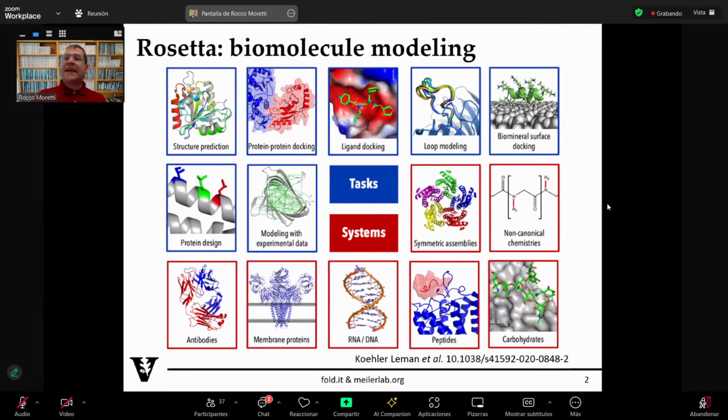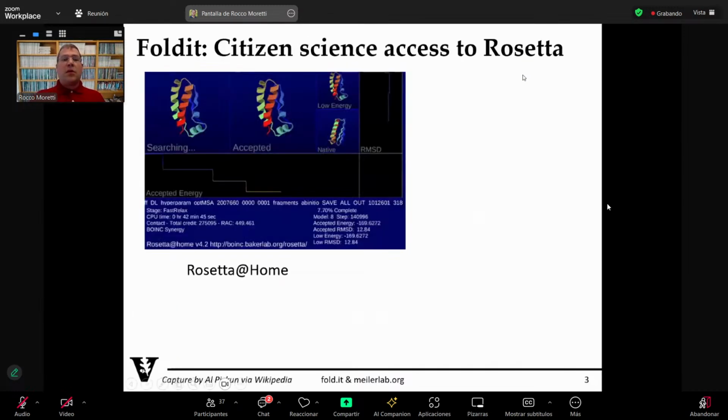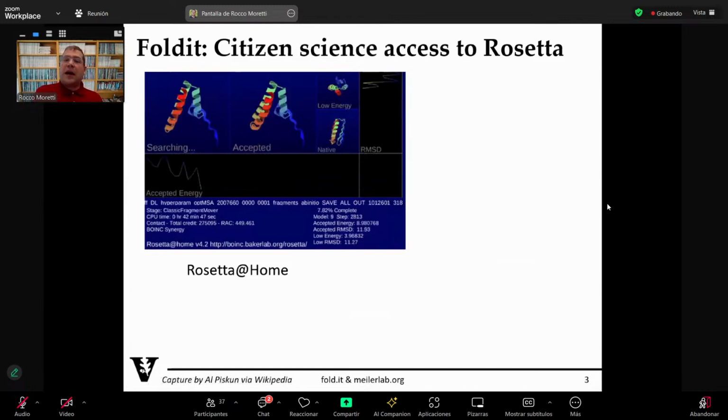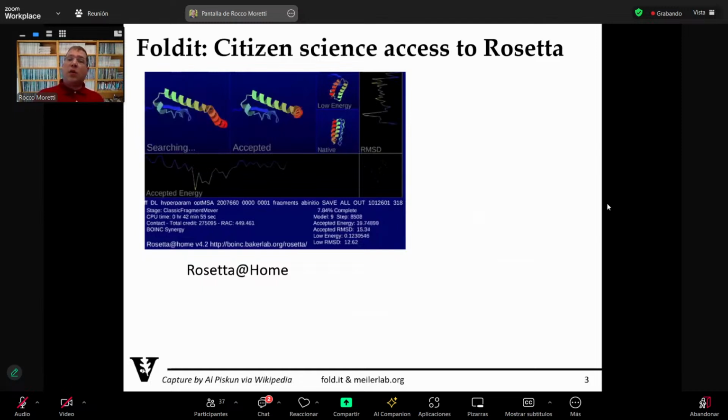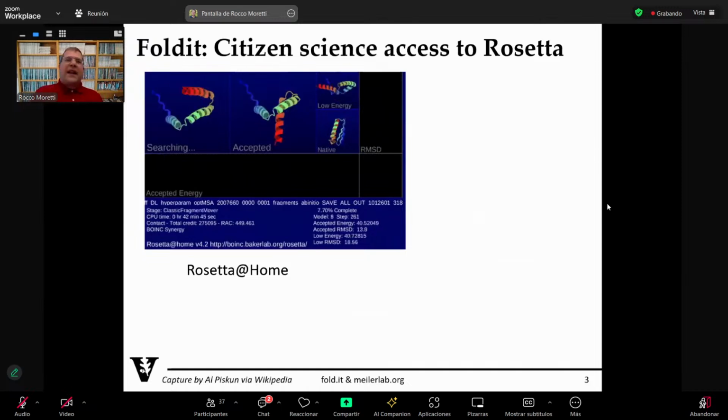Rosetta's aspect within Foldit comes through the concept of Rosetta at Home. Rosetta at Home was built in the early 2000s as a distributed computing way of running Rosetta. It is a screensaver program that runs on your computer while your computer is idle, using those spare CPUs to do biochemical calculations. As an added benefit, there's a screen that pops up that shows what Rosetta is doing in the automatic process under the hood.